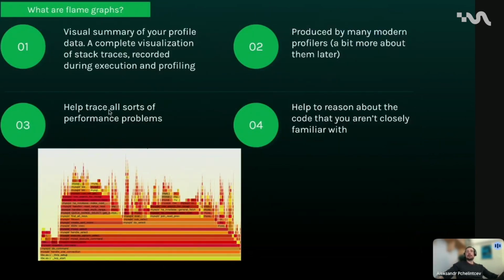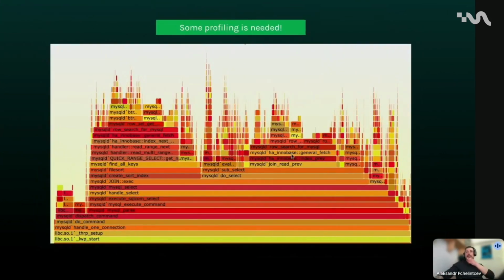But what is a flame graph in a nutshell? It's a visual representation of stack traces that have been executed while you were recording your software execution with the profiler turned on. Flame graphs are produced by many modern profilers, pretty much all of them, I guess, in the latest versions, and they help trace all sorts of performance problems such as CPU, memory allocations, locks, DB queries, etc. Something I wanted to highlight: they also help reason about code that you aren't closely familiar with.